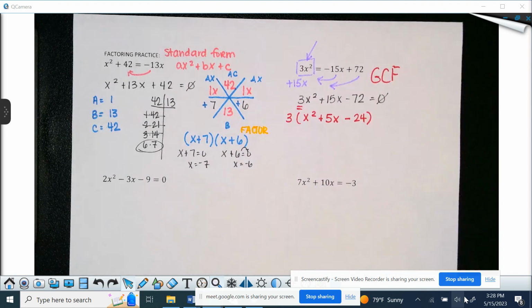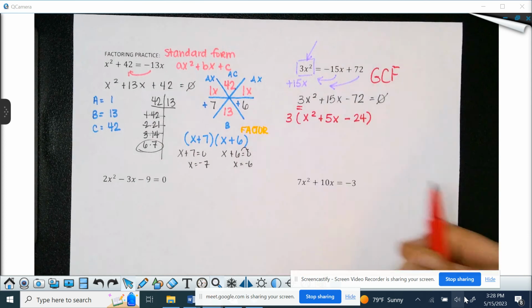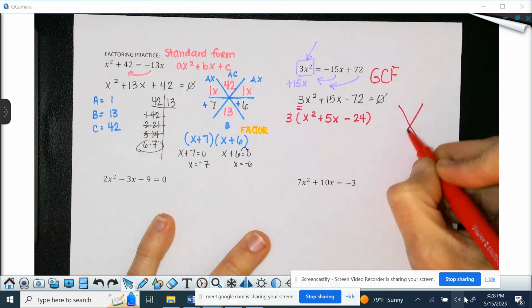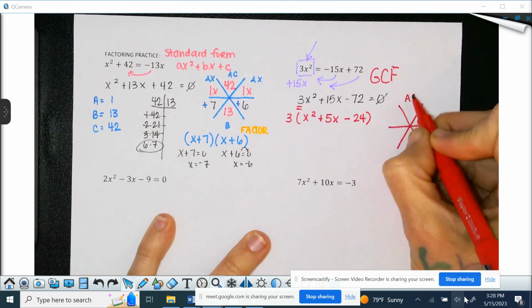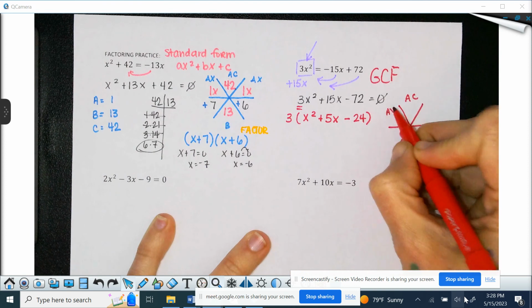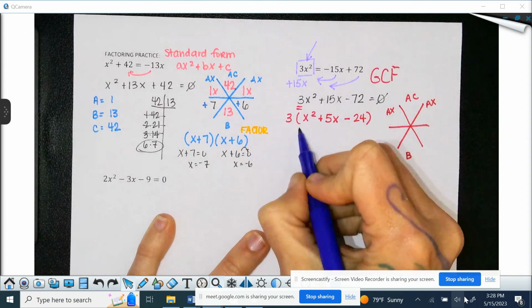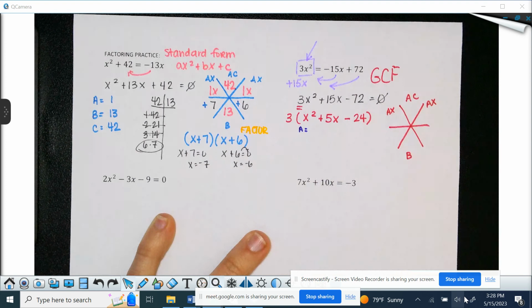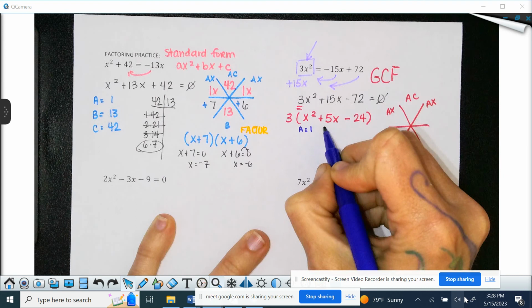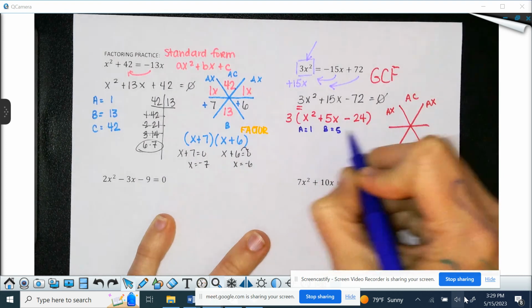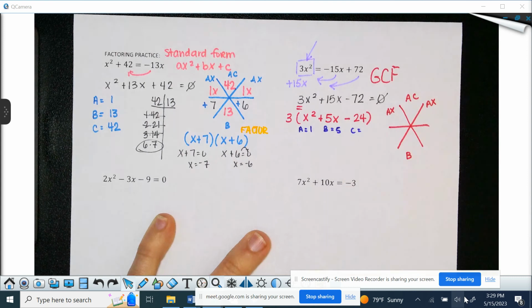Now, I'm just going to put that 3 on pause for a second. Now I have A is equal to 1. It's a trinomial, so we're going to go ahead back. And you can either do regular star or big star. AC's on top, B's in the basement, AX in the corner, AX in the corner, if you want to just be able to repeat the same process every time. In the parentheses, A is equal to what? 1. Perfect. B is equal to 5. C is equal to a negative 24.